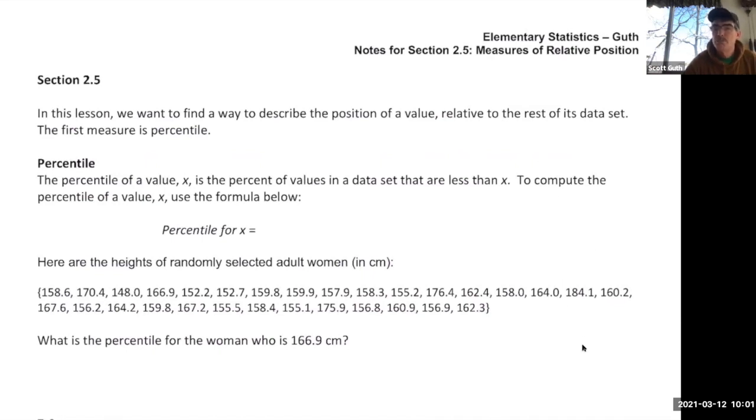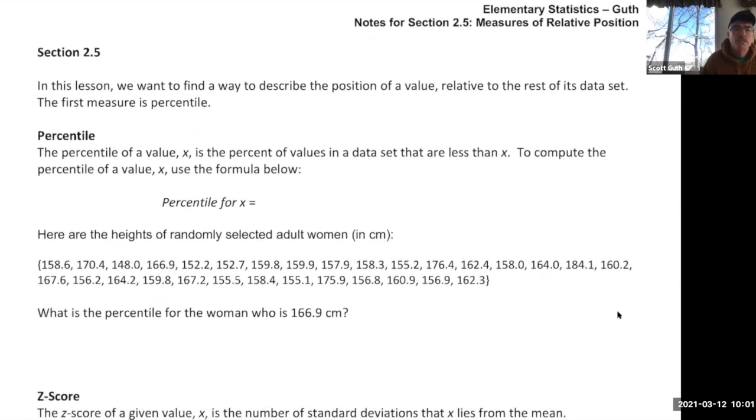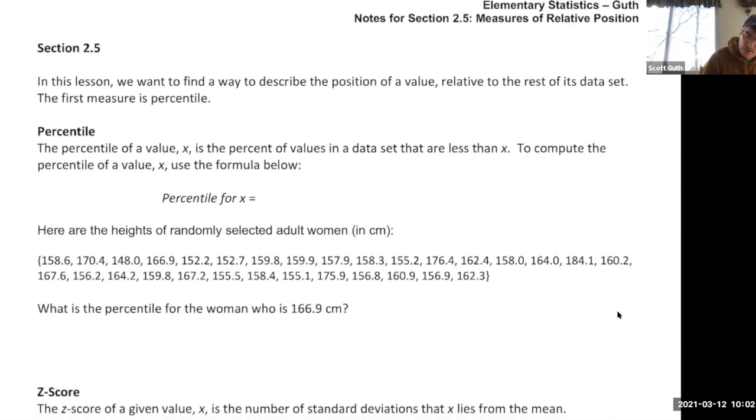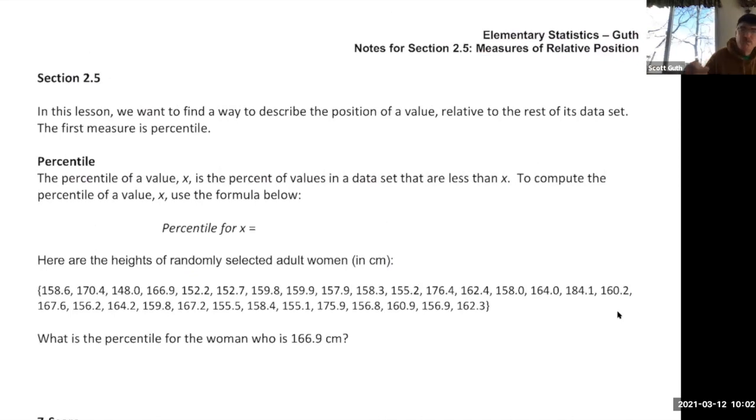All right, then. So we're going to go back to section 2.5. This is a real short lesson, so it'll only take a moment to zip through this. So let's jump in. 2.5 is measures of relative position. So this is basically about trying to measure where a particular data value lies relative to the rest of the data set. I mean, is it a low value? Is it a high value? Is it near the average? That kind of thing.